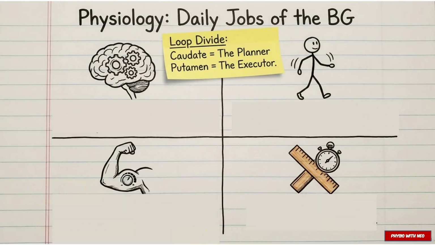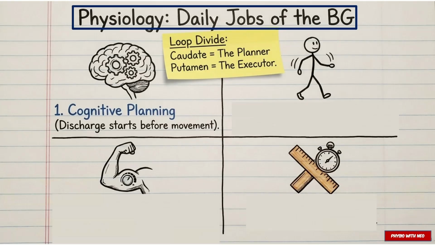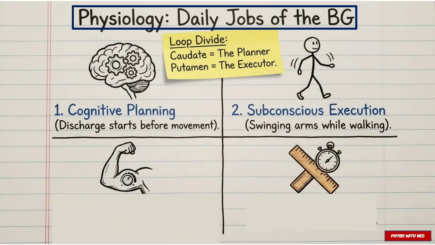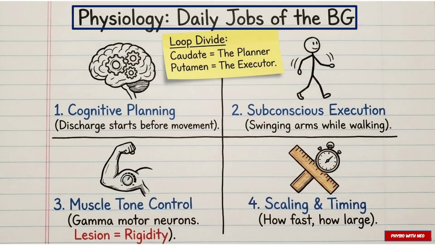Before discussing the disease, quickly revise the functions. Basal ganglia help in planning the cognitive movements, that is, their discharge starts before the movements. They help in subconscious execution of automatic movements, that is, swinging arms while walking. They control muscle tone by gamma motor neurons, so their lesions cause rigidity. And lastly, they also help in scaling and timing of movements, how fast and how large the movement should be.